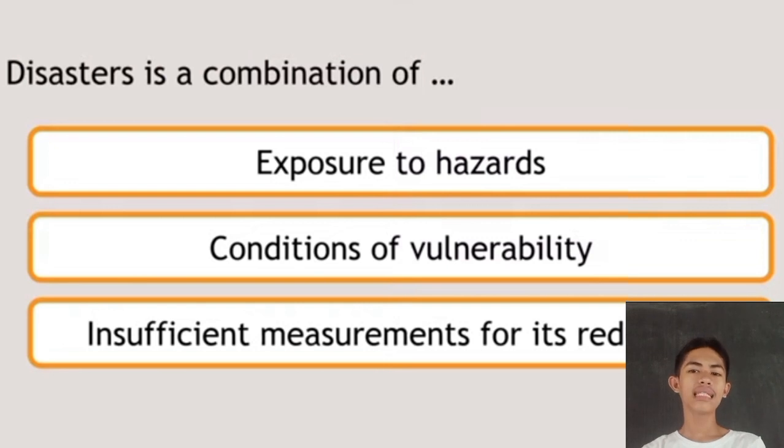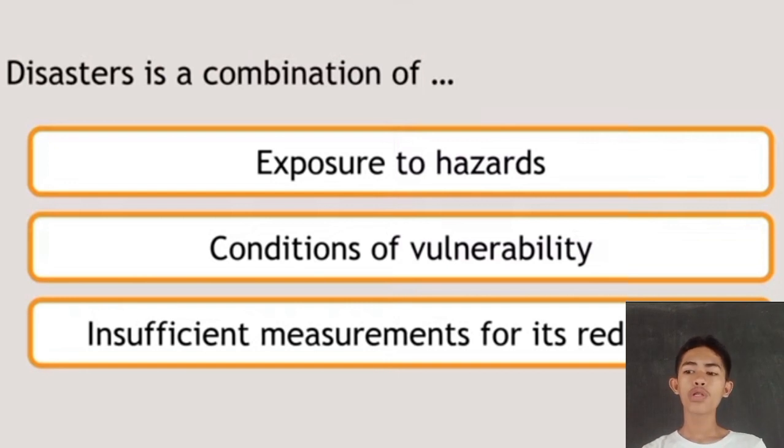Example of this is the profile of the population. Habang dumadami ang population, mas tumataas rin yung chance na magkaroon ng disaster. Also, with the profile of the population, mas maraming matanda, mas maraming bata, at mas maraming mga buntis, mas mataas din yung chance na magkaroon ng disaster doon sa isang area na yon.